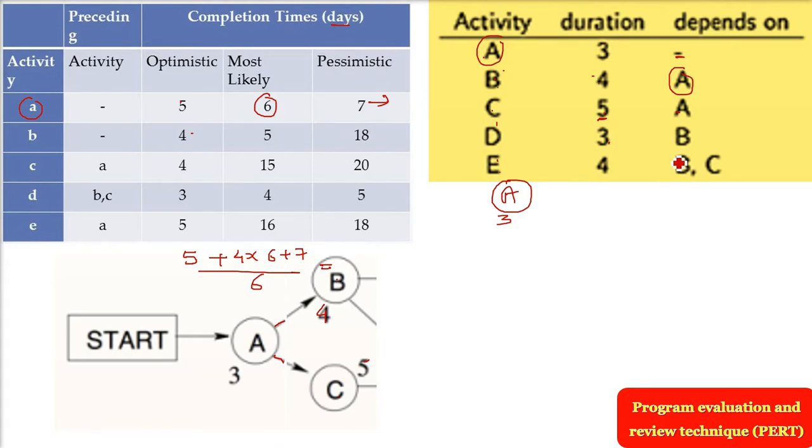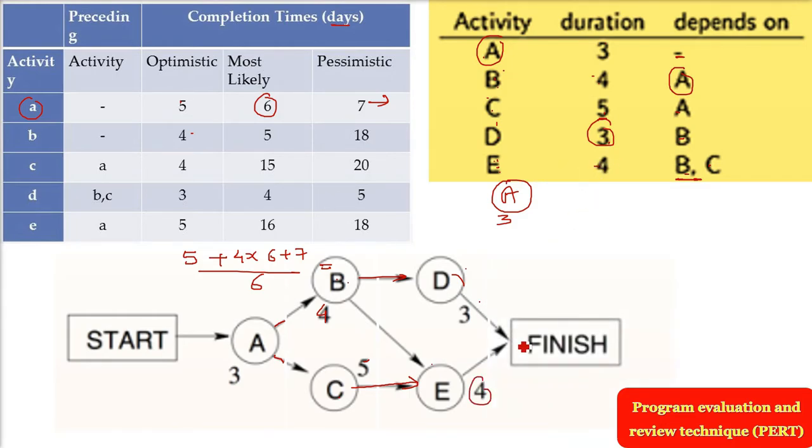Now B and C. Which activities are depending on B and C? D and E. From B there are 2 activities related, so from B, 2 arrows will go to D and E. But you also see that E is dependent on C, so from C there will be 1 arrow to E. So here is the arrow to E. And what is the time of D? 3. What is the time of E? 4. Now that things are finished, you just put a Finish. This is a PERT chart, PERT network, the PERT way.